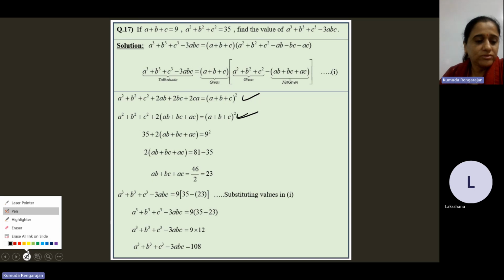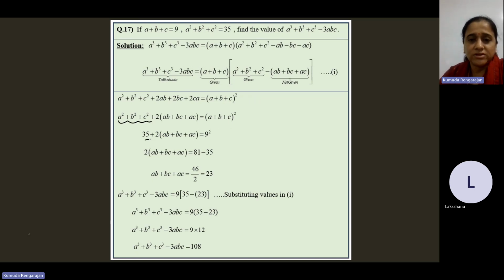So now substitute the values. A squared plus B squared plus C squared is 35. It's given in the question. Then this plus 2 into AB plus BC plus AC is equal to, this one is given, 9 squared. So now it's not 35 plus 2, children. You can go wrong here. It's not 35 plus 2 because 2 is in multiplication. It is 2 into AB plus BC plus AC.